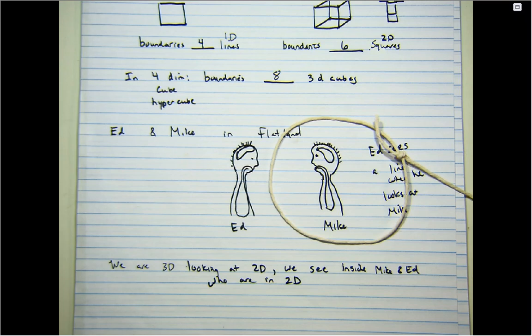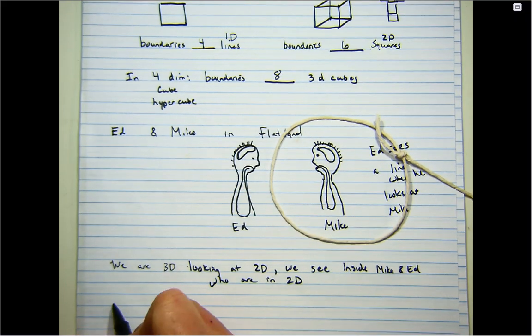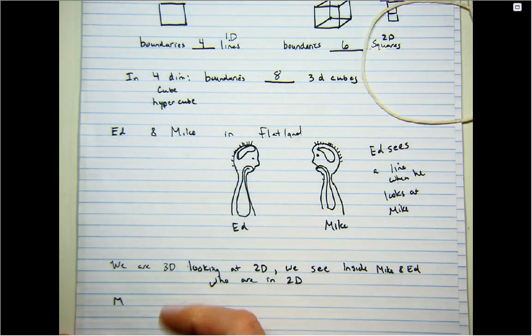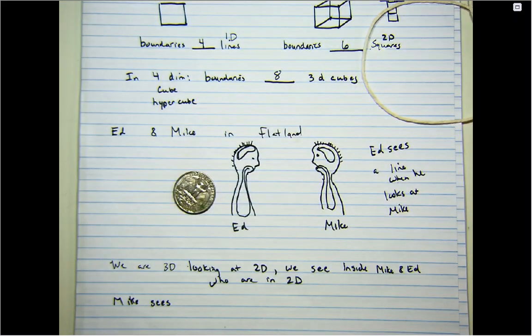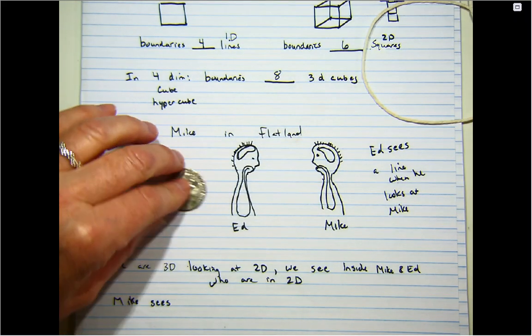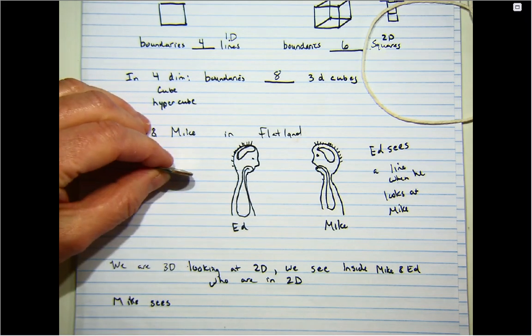So we can see inside Mike and Ed in their 2D fixture, but Mike and Ed don't see that. Even if I take the lasso off, what does Mike see when he looks at Ed? A line. Yeah, he just sees a line. And again, it's like our coin. Looking down at 2 dimensions from our 3-dimensional place, we see the whole coin. But if we were trapped in the plane with the coin, we would only see its edge.